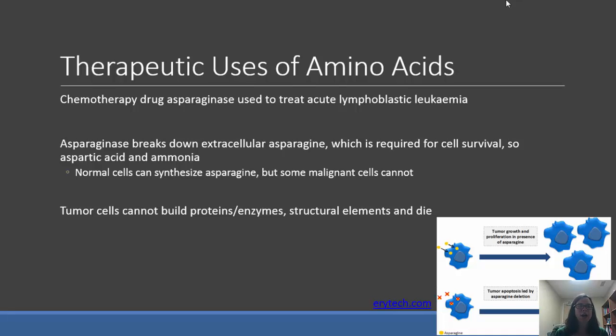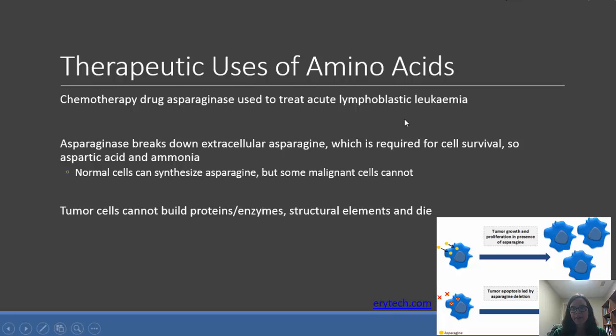Okay, and just to touch on a therapeutic use of amino acids, there's a chemotherapy drug, asparaginase, that's used to treat acute lymphoblastic leukemia. And this asparaginase breaks down extracellular asparagine, which is required for cell survival. So we know that we need certain amino acids for cell growth and survival.